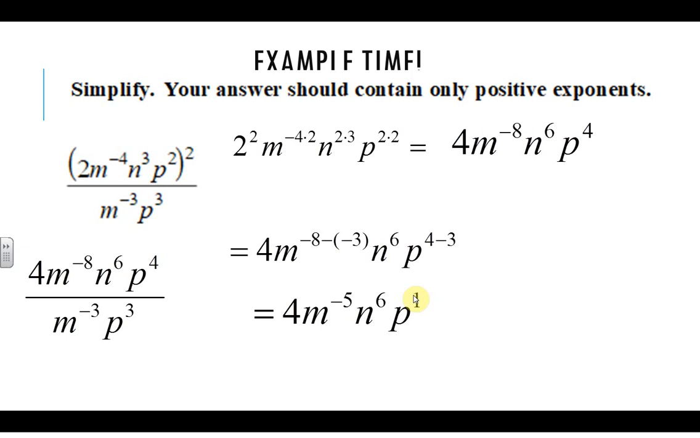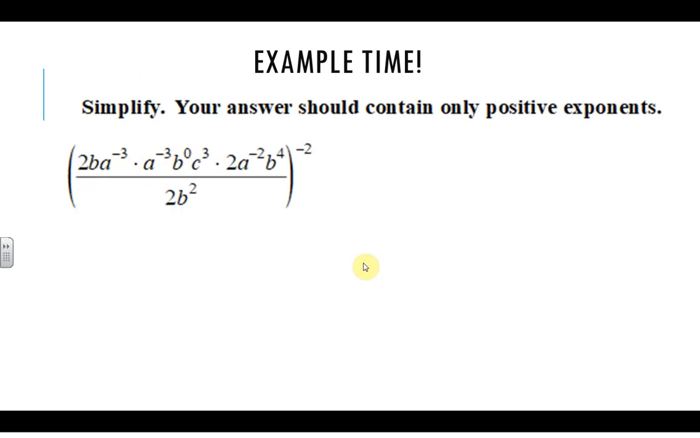So the only thing that we have to fix is that M to the negative 5 right there. So we're going to move it to the denominator and stick a fork in us. We're done. Boom.